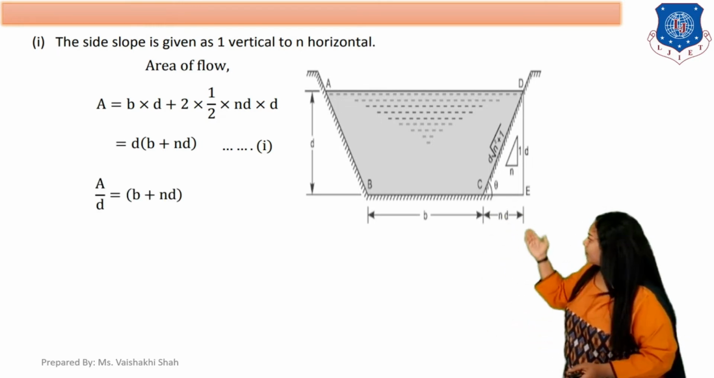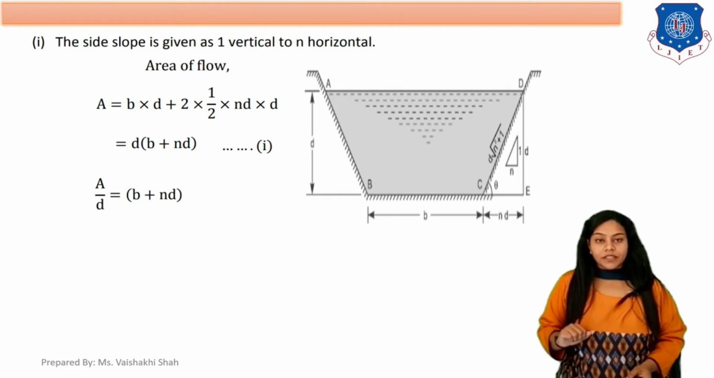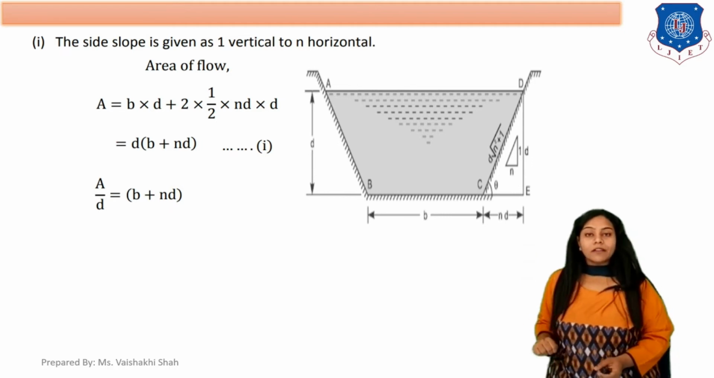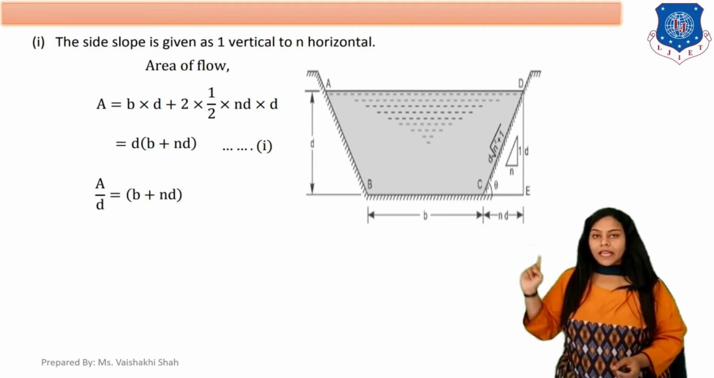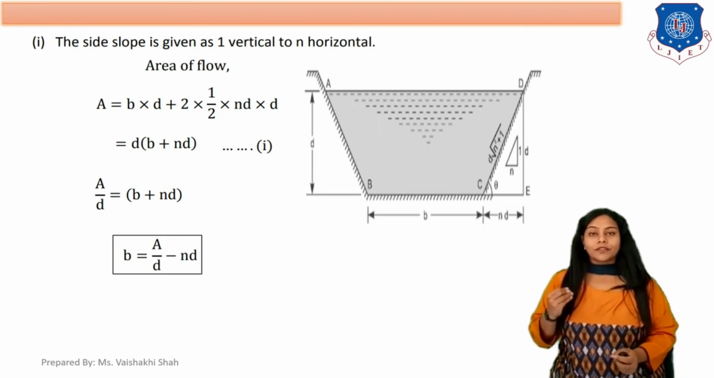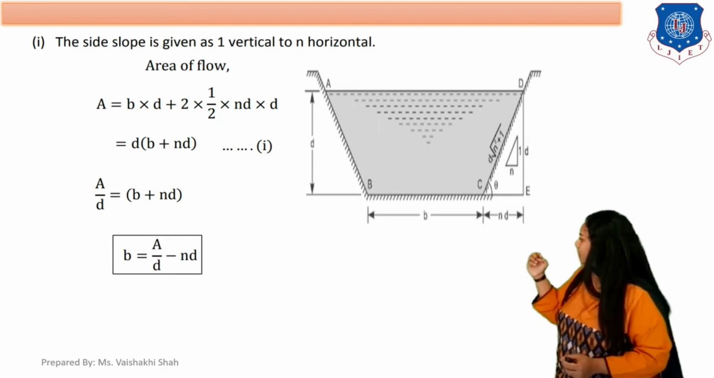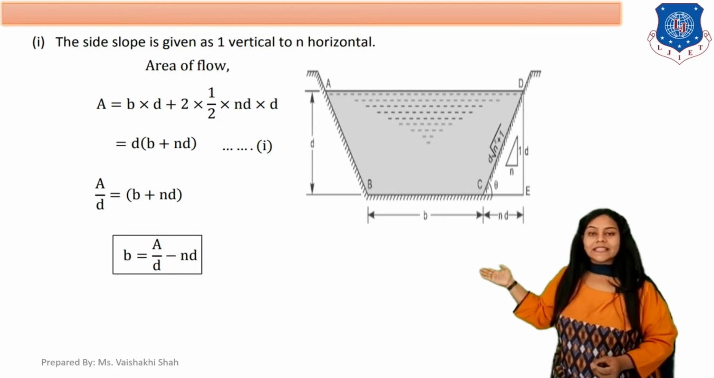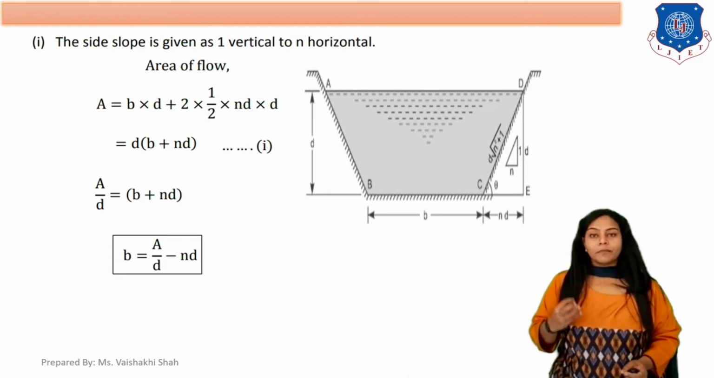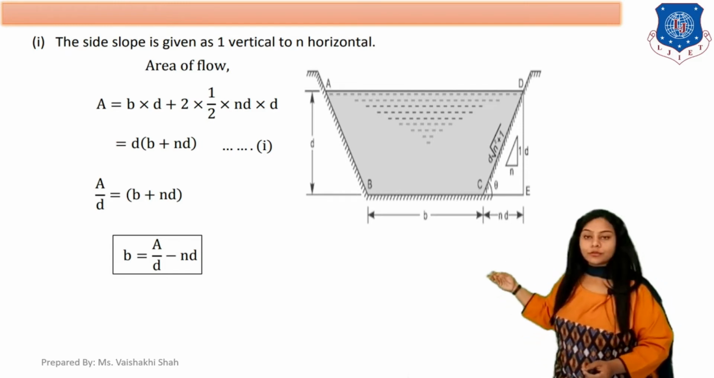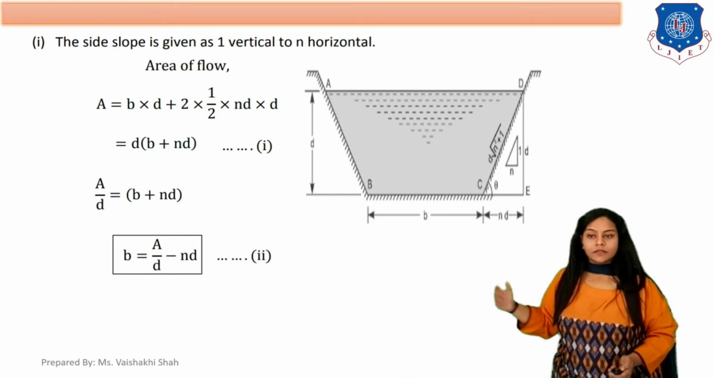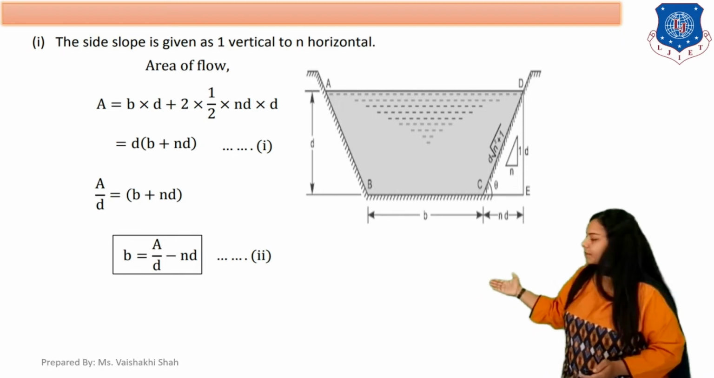By rearranging this equation, you get A by D equals B plus ND. Making B the subject, you get B equals A upon D minus ND, where B is the base width. So the equation for B is B equals A upon D minus ND. This is your equation number 2.